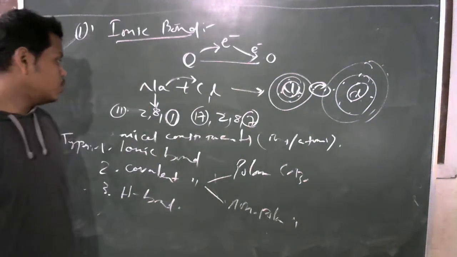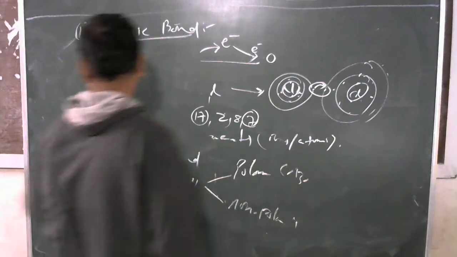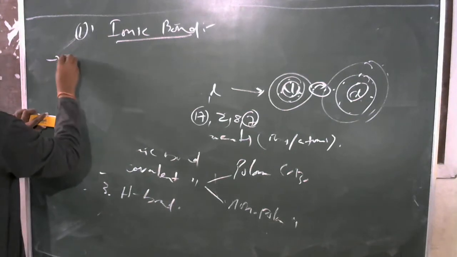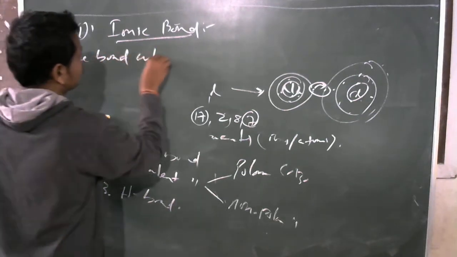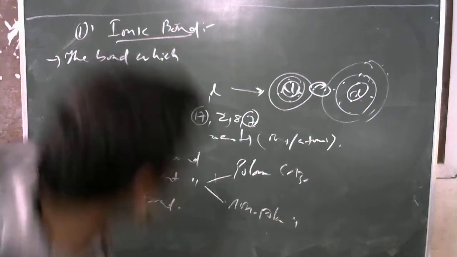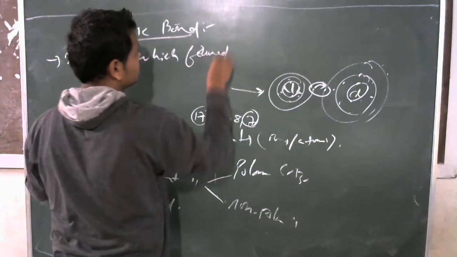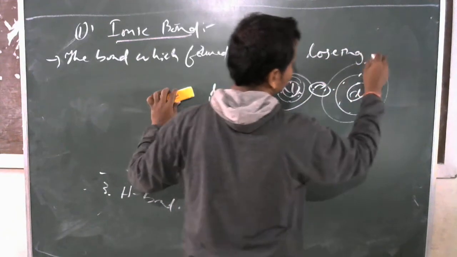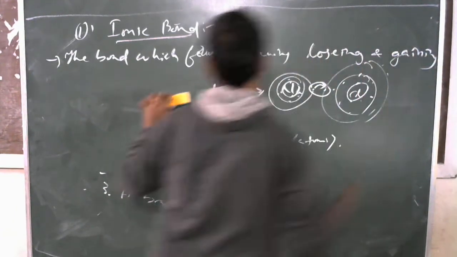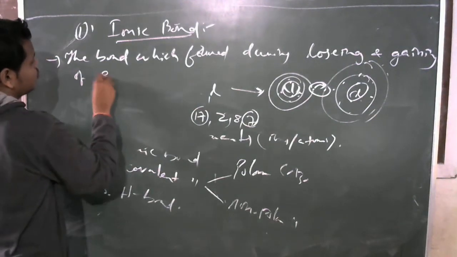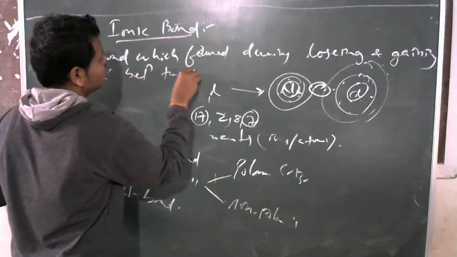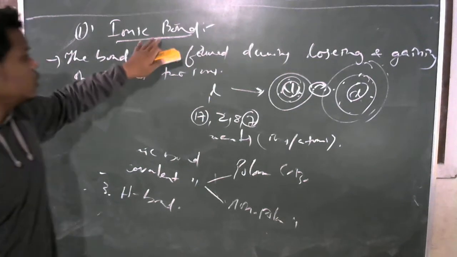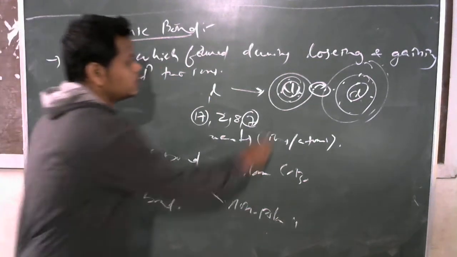The bond which is formed during losing and gaining of electrons between two ions is called generally ionic bond. This is the example, sodium chloride.